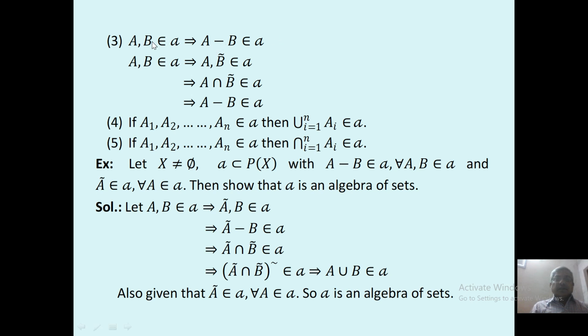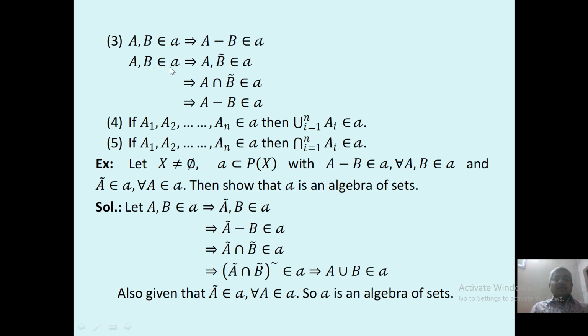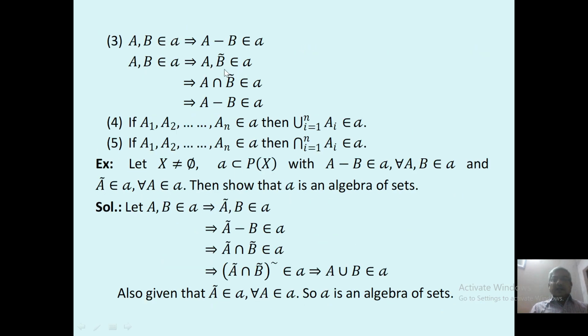Now let us see the third result. If A, B belong to script A, then A minus B also belongs to script A. Given that A, B belong to script A, this implies A and B complement also belong to script A. This implies A intersection B complement also belongs to script A. Now A intersection B complement is nothing but A minus B. So A minus B also belongs to script A. So there are 5 remarks, 5 short results.